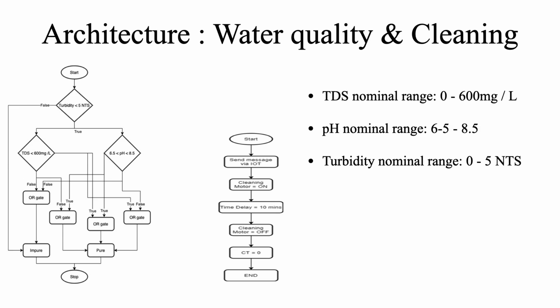The flowchart in the middle of the slide depicts the cleaning mechanism, where the system takes input from the user via IoT, whether to clean the tank or not. Once the user activates the command, the motor for the tank cleaning will be switched on and it will rotate continuously for 10 minutes, during which the water tank would be cleaned.